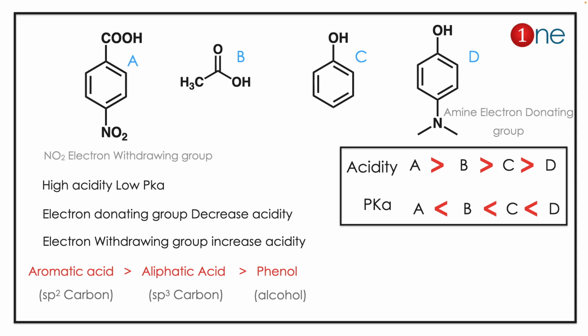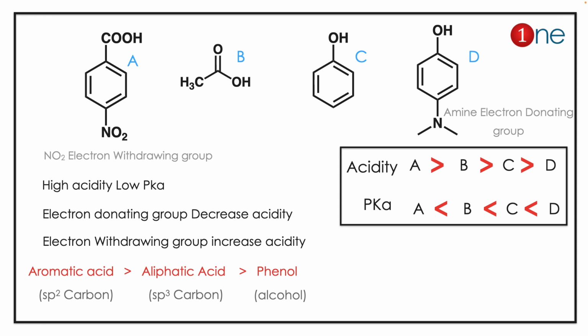Normally aromatic acids are stronger than the aliphatic acids because of the sp2 carbon. So nitro with the aromatic acid comes first, then the acetic acid because it's an acid. Then the phenolic compounds come. They are basically alcohols, so the H plus donation will be lesser. So it will come last.